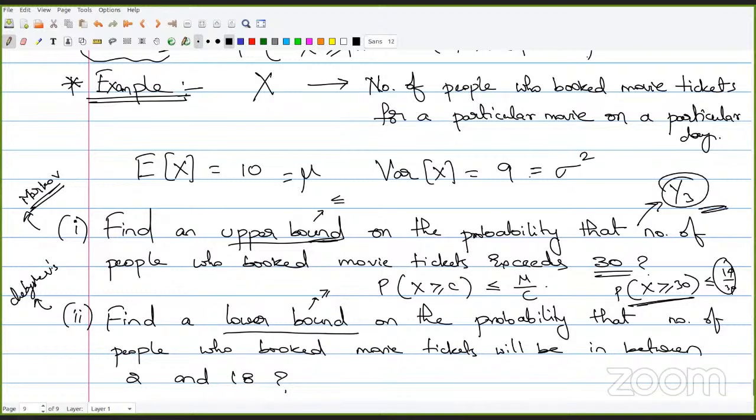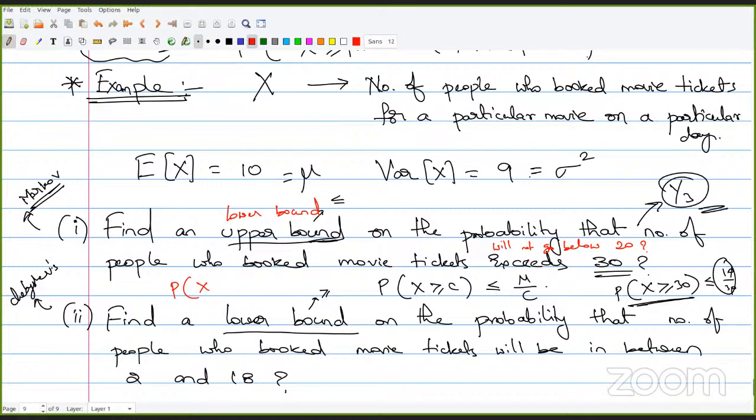Now the question can be like that. What about the lower bound in this case? Yeah, I'm about to tell that. Now my question is, find a lower bound on the probability that the number of people who book movie tickets will not go below 20. Same. Will not go below 20 means I need the probability that X is more than 20.